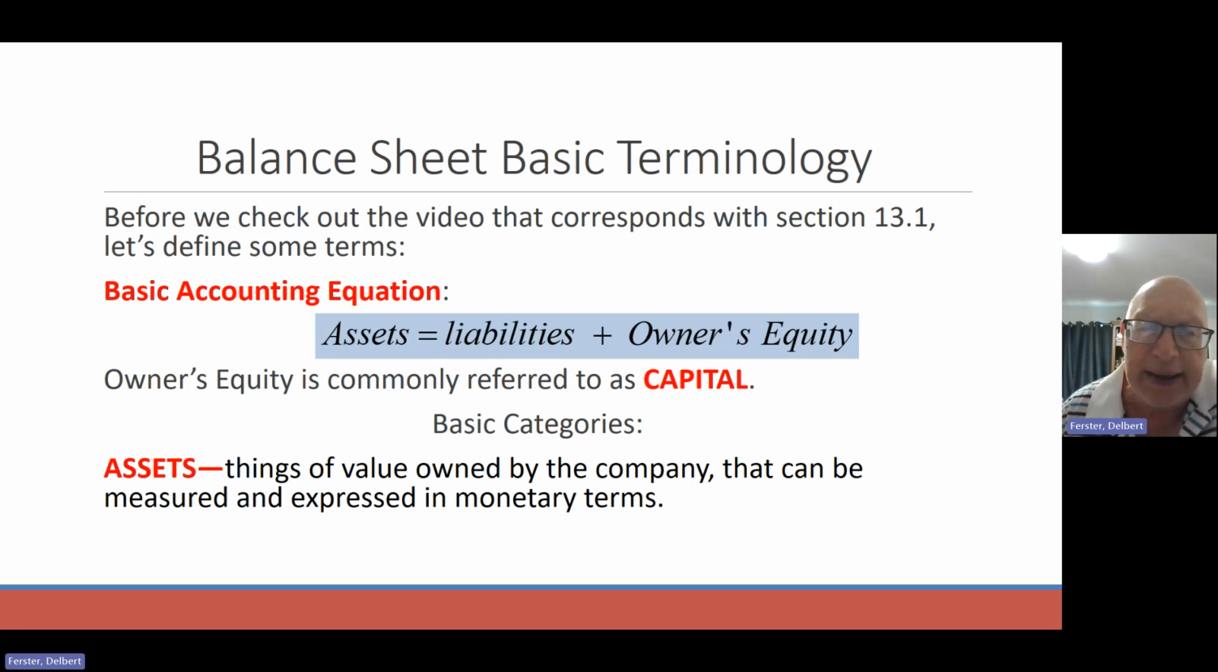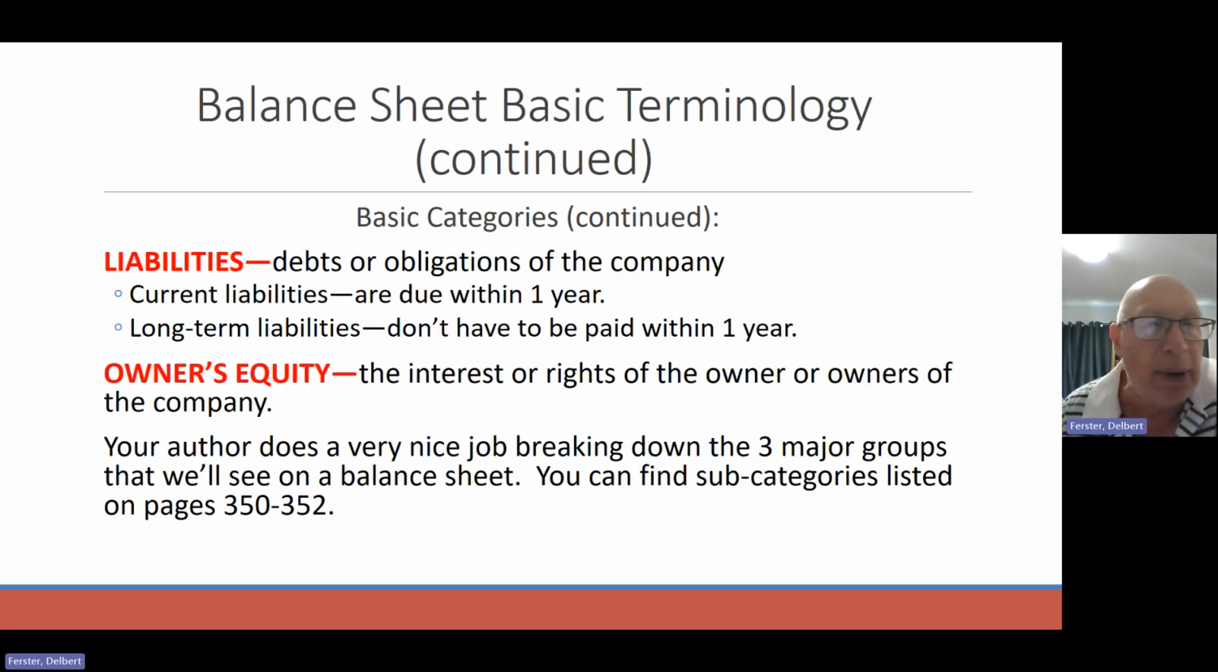All right, well, let's break it down a bit more, shall we? The assets are the things that are of value, things that we could convert to a cash value or a monetary value, either by selling, or the asset may in fact be cash. Liabilities are obligations, debts of the company. We'll break that into two separate categories. Current liabilities are things that are due within 1 year. Things that are due longer, we'll classify as long term; they don't have to be paid within that 1 year. They may be payable over a longer span of time.